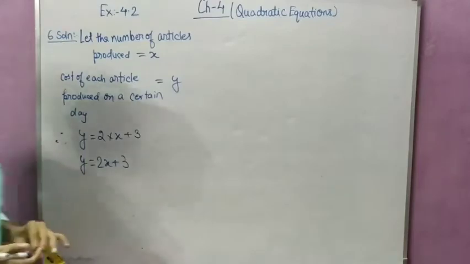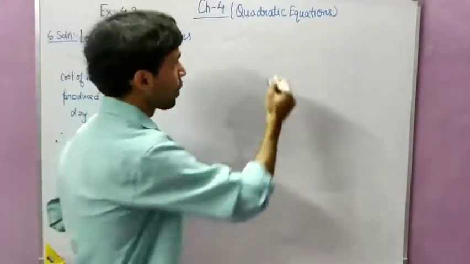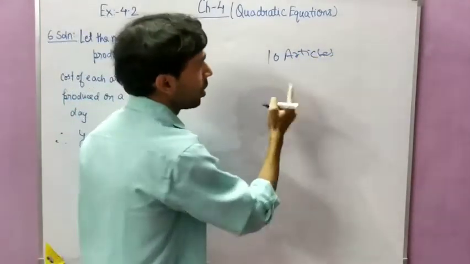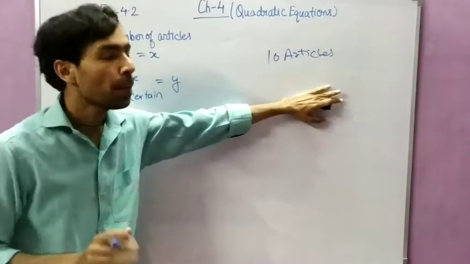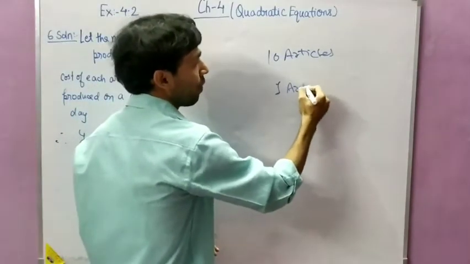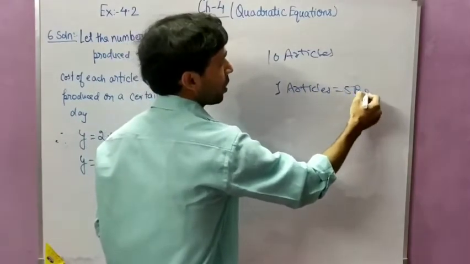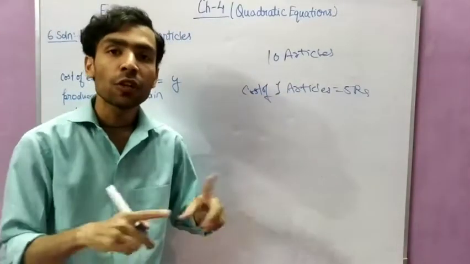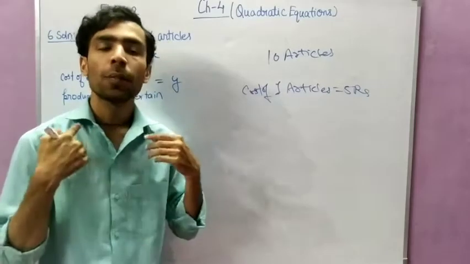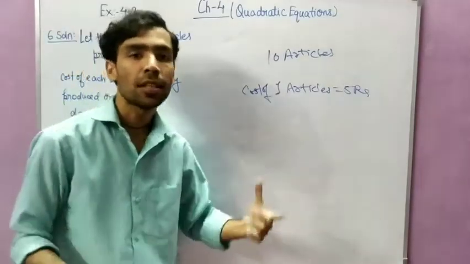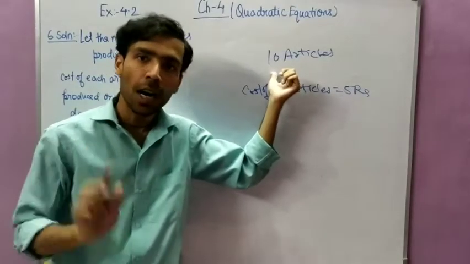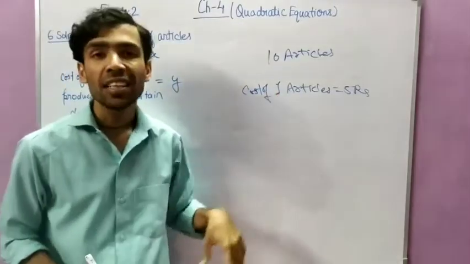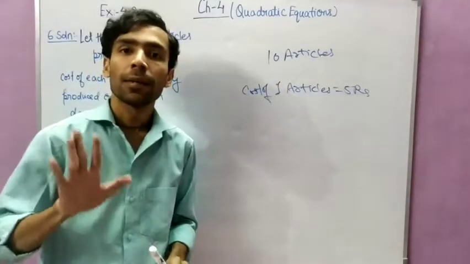Okay, now suppose there are 10 articles, which means 10 things, and suppose the cost of one article is 5 rupees. So what is the cost of all the articles? Suppose our company is producing 10 articles a day, and the cost of one article is 5. So what will be the cost of 10 articles? That will be equal to 10 into 5, that is 50.